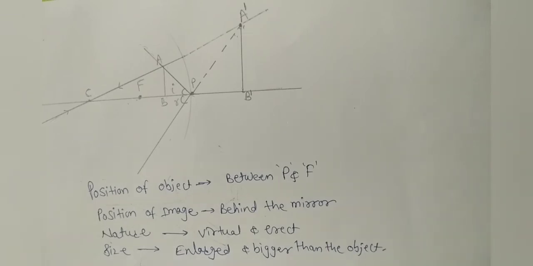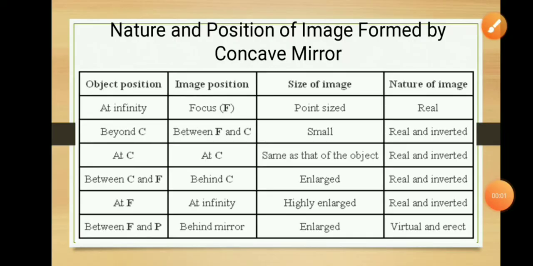So I hope you understood construction of ray diagram of concave mirror and how to locate position of image with the help of ray diagram. Students, you have to remember this table, which will help you to know the nature, position and size of image when object is placed at different positions in front of the concave mirror. As this is an important part of this lesson, questions based on this may be asked in your exam.